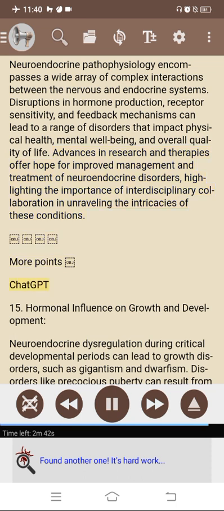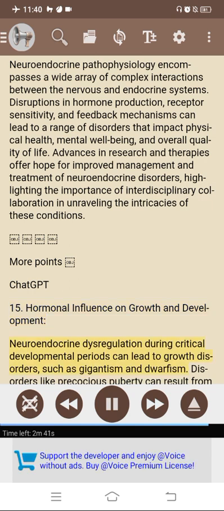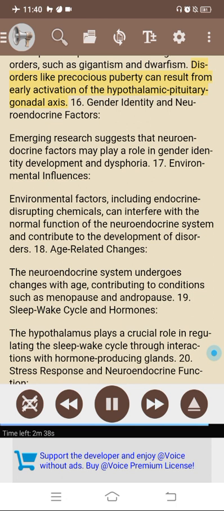More points. ChatGPT. 15. Hormonal influence on growth and development. Neuroendocrine dysregulation during critical developmental periods can lead to growth disorders, such as gigantism and dwarfism. Disorders like precocious puberty can result from early activation of the hypothalamic pituitary adrenal axis. 16. Gender identity and neuroendocrine factors. Emerging research suggests that neuroendocrine factors may play a role in gender identity development and dysphoria.